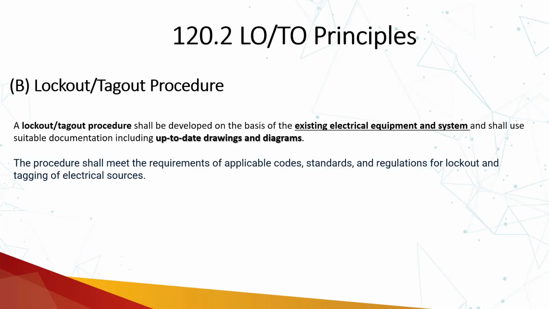Then B talks about the lockout and tagout procedure. A lockout and tagout procedure shall be developed on the basis of existing electrical equipment and system and shall use suitable documentation including up-to-date drawings and diagrams. The procedure shall meet the requirements of applicable codes, standards, and regulations for lockout and tagout of those electrical sources. So the procedure which we will be developing for the execution will be based on our up-to-date system drawings and diagrams which we have.